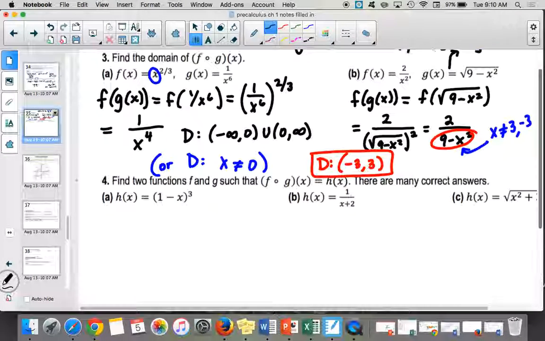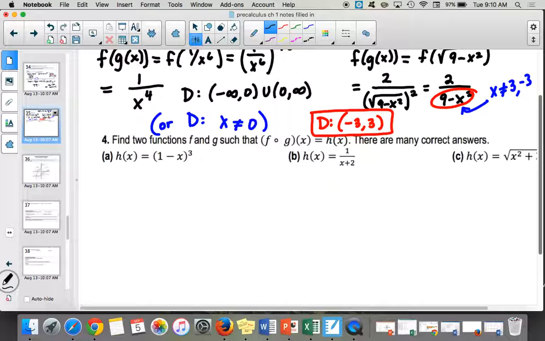All right, so number 2. So find two functions f and g such that f of g of x is equal to h of x. There are many correct answers. Okay, so here's the key to these. So we ask these questions in pre-calc. We actually ask a very similar question in calculus when we get to something called the chain rule.